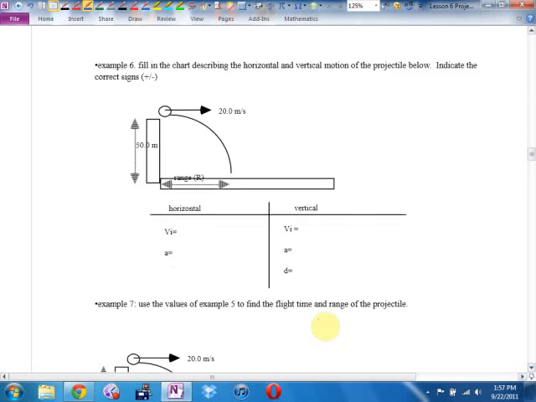So the first type of projectile we're going to look at is launched horizontally from a cliff. So you're not launched from the ground, you're launched from a cliff, but you're not launched at an angle, you're launched horizontally. And here's a specific example. Our horizontal velocity is 20 meters per second, and the cliff is 50 meters high. Lovely diagram, and it says, fill in the appropriate chart. Now, if that chart wasn't there, I would create it. I would draw a line down the middle. I would call one side horizontal, and I would call one side vertical, but they've already put the chart there for me.